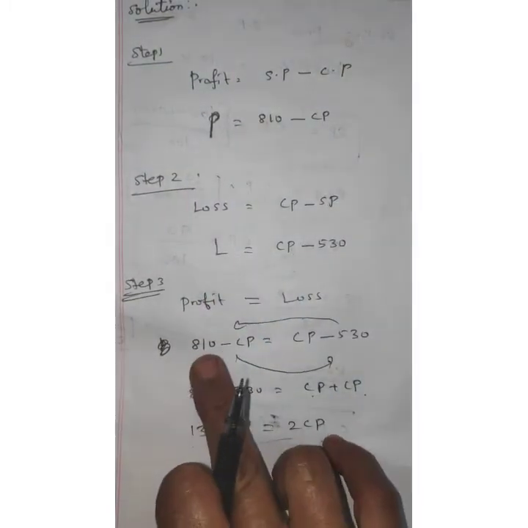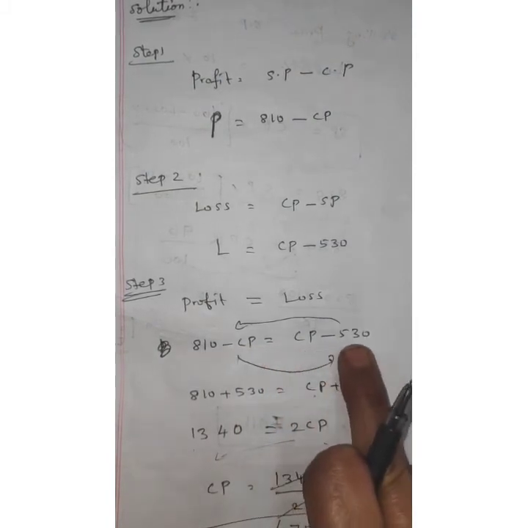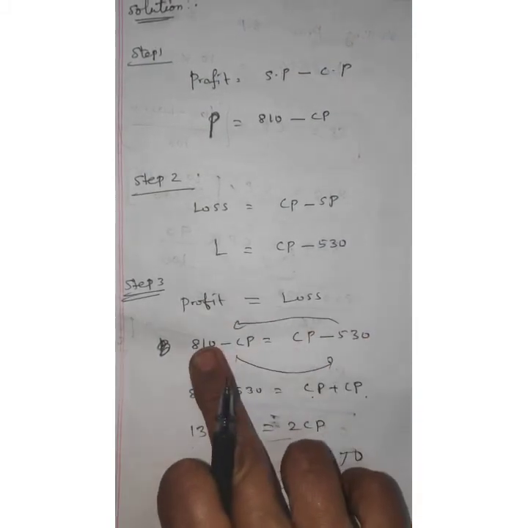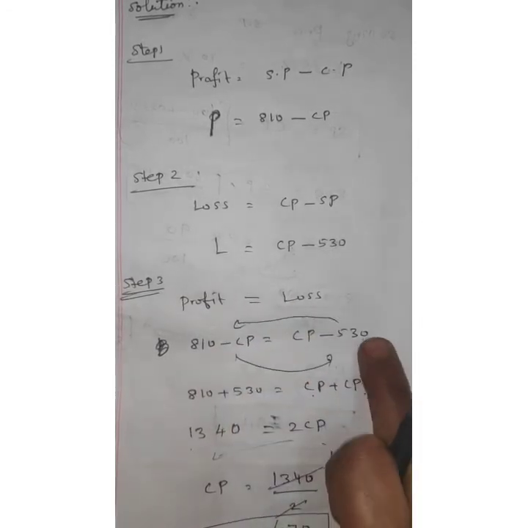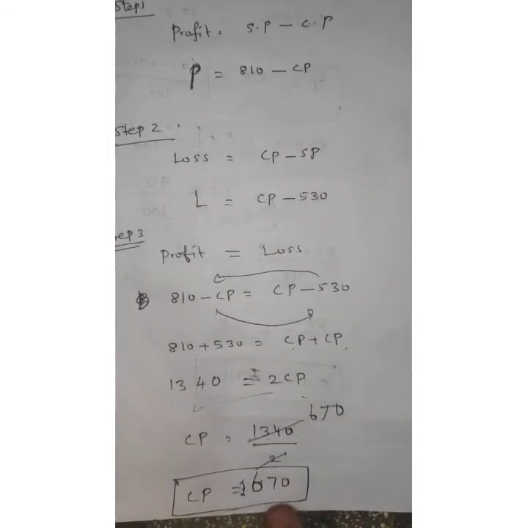Write this value: 810 minus CP equal to CP minus 530. So change the numbers and write: 530 plus 810, minus CP plus CP. Add and divide and get the answer equal to 670 rupees.